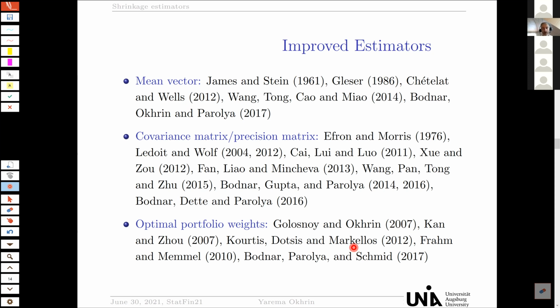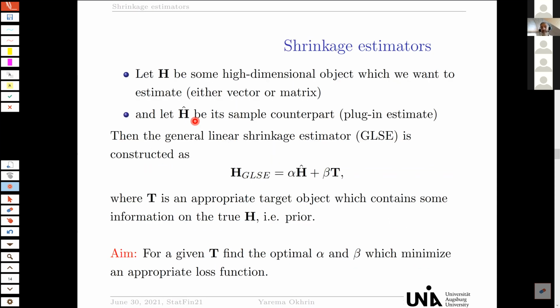Now let's introduce the very general idea of the shrinkage estimator. Assume that we have some high dimensional object H. We can estimate it using some historical data. The estimate is denoted by H hat.